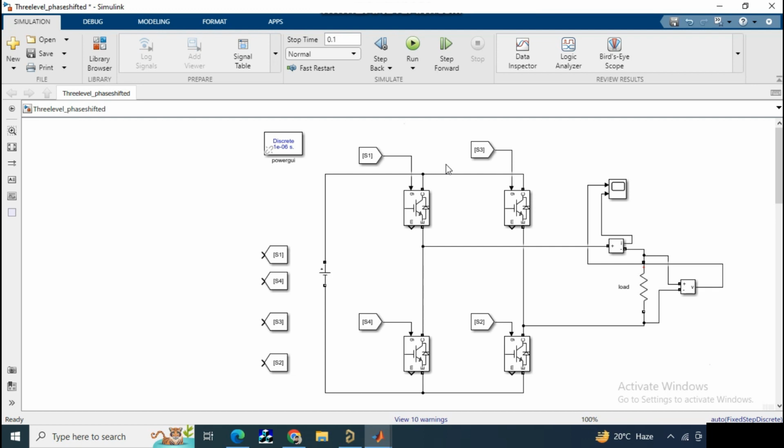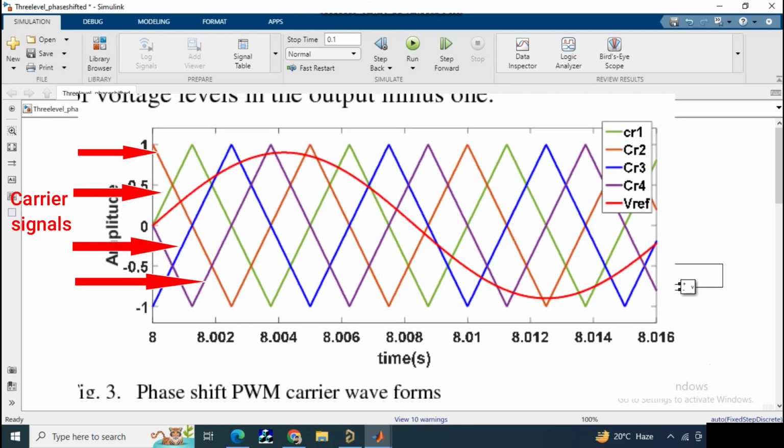So let's start. In the phase shifted PWM technique, the carrier signals are phase shifted by a defined angle. Like for 3 level, we require 2 carrier signals which will be 180-degree phase shifted to each other. Same as for 4 level, we will require 3 carrier signals with 120-degree phase shift to each other. So by increasing the level, you have to add more carrier signals. The carrier signals are equally phase shifted to each other. So let's start with the 3-level design.